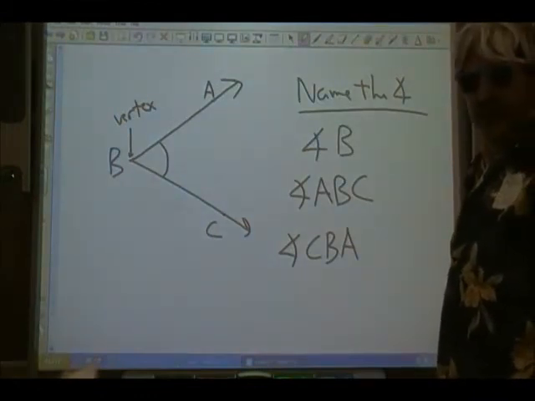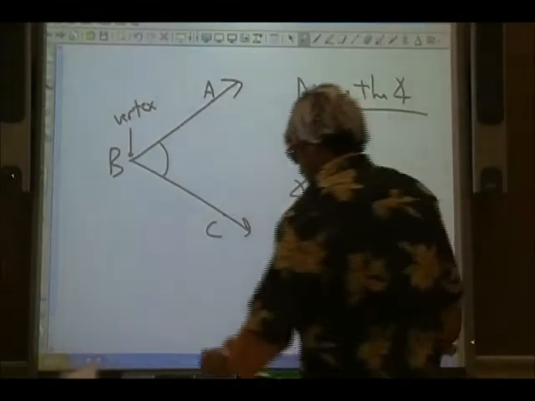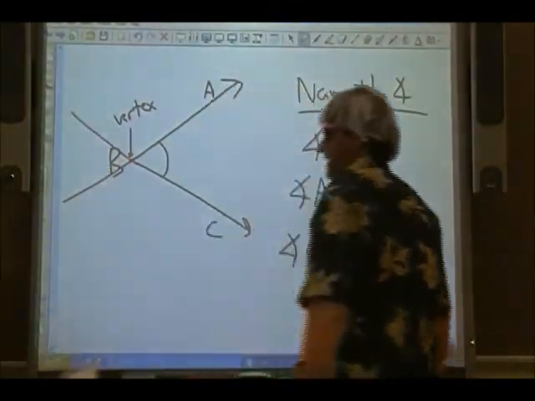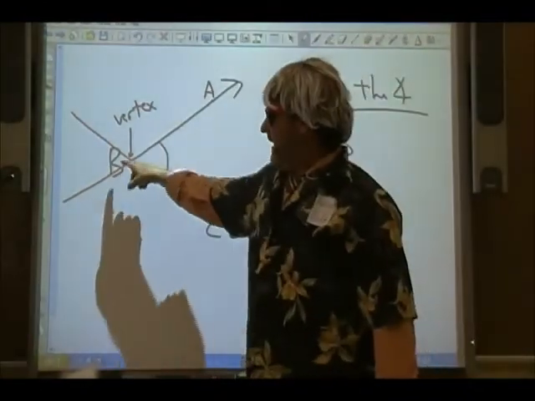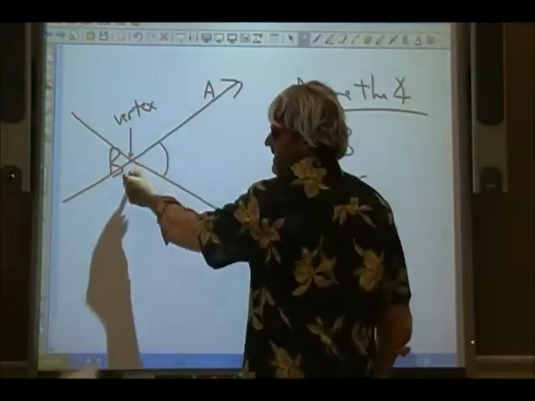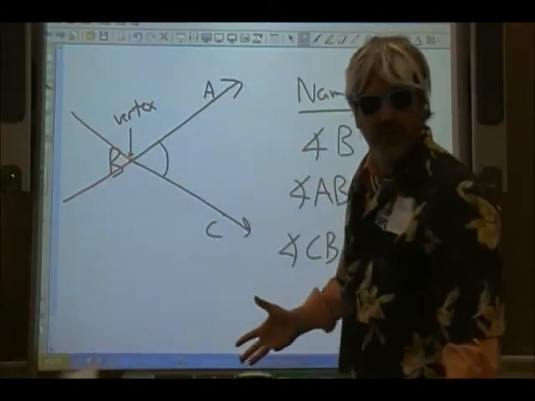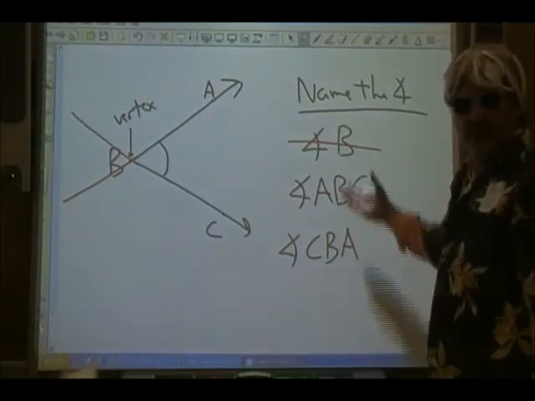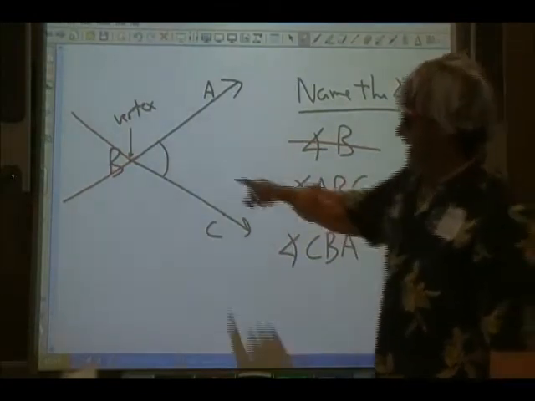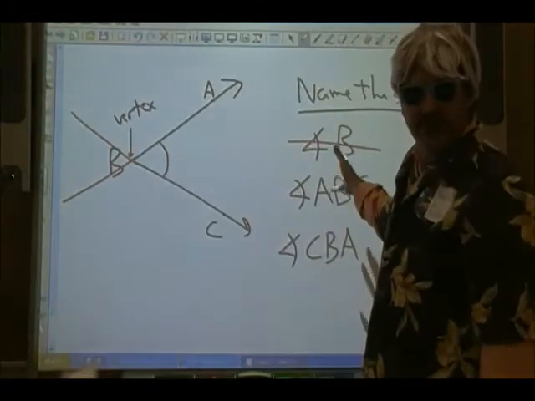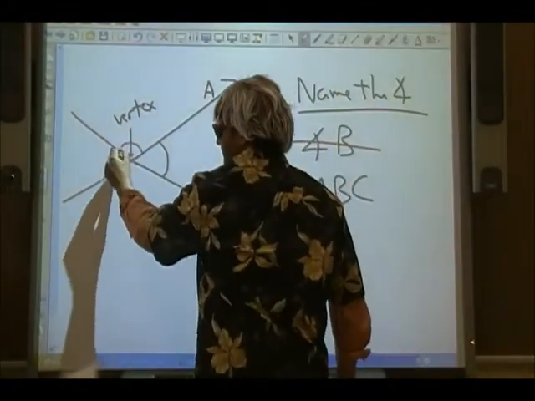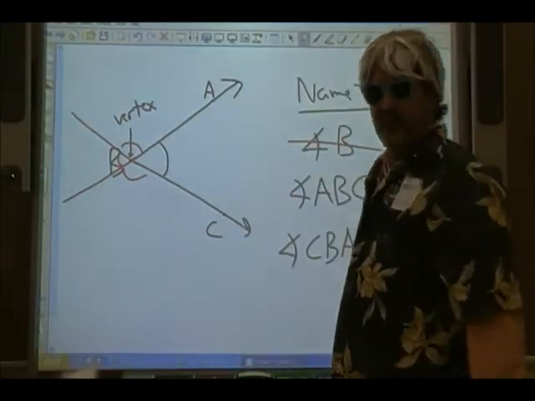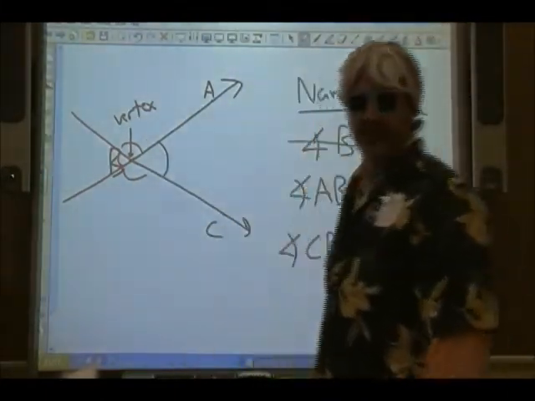Three ways, okay? But if I were to extend this, just say this line went like this and went like that, now I can't call it angle B because there's too many things happening here. You don't know which one is the angle. So you would name it this way or this way. That's guaranteed you got that angle. Because if you just say angle B, it could be this one, it could be that one, it could be the whole thing. It's very confusing. So you have to use three letters just to make sure.